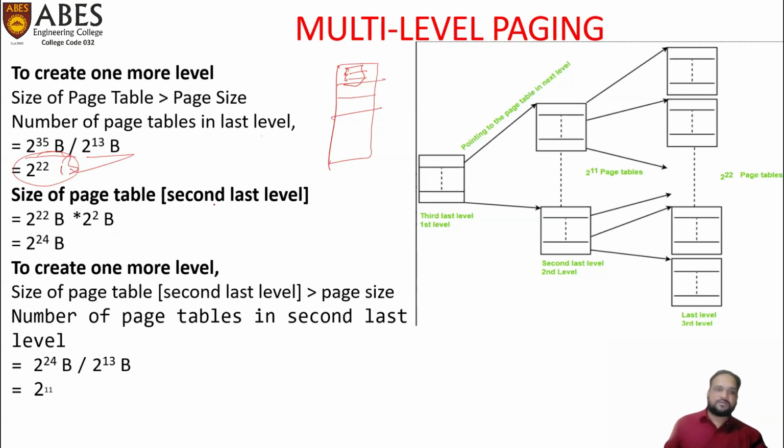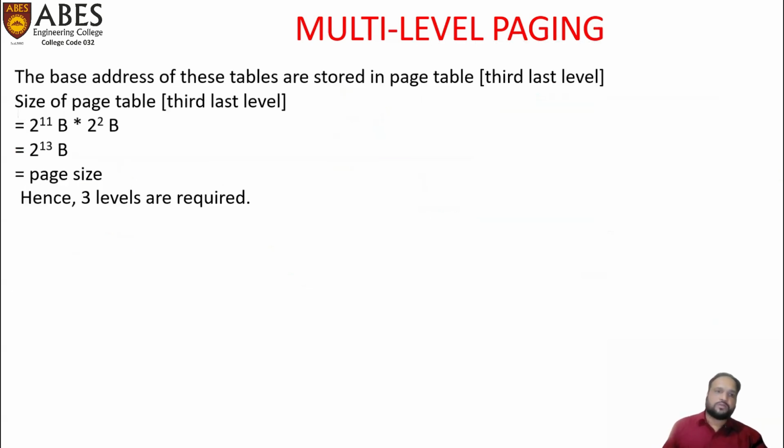The size of the page table at the second last level, as it is again larger, is calculated as 2^22 bytes multiplied by 2^2 bytes. So finally it is 2^24 bytes. Since we need to create one more level, at the second last level the page table is 2^24 bytes and the page size is 2^13 bytes. By solving this, it is 2^11 bytes. So the base addresses of these tables are stored in the page table at the third last level.